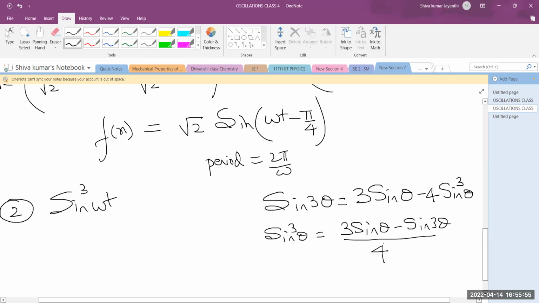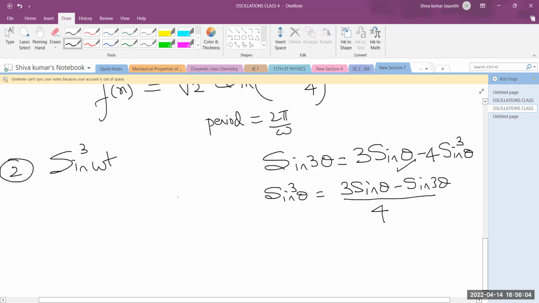Just remember this. How you got this and all that, you need not remember. Whenever sine cube theta comes, you have to convert it like this. Then it is very easy to know whether it's periodic or not. Yes, it is periodic. How do I say that it's periodic? Because all are in sine, no?